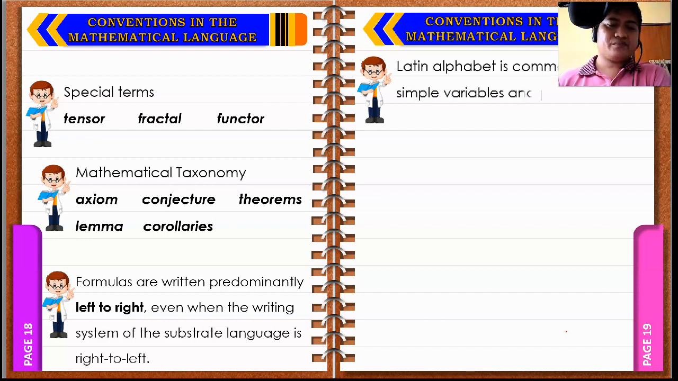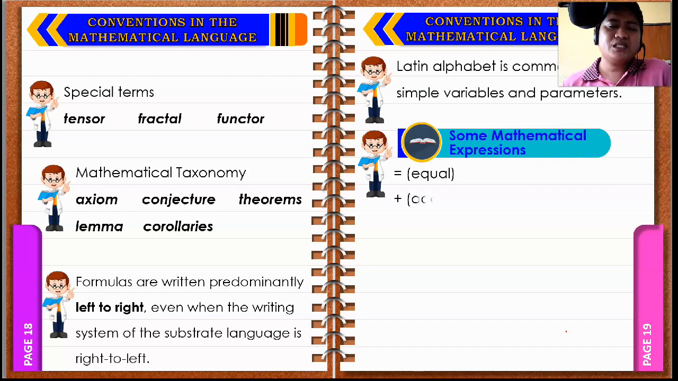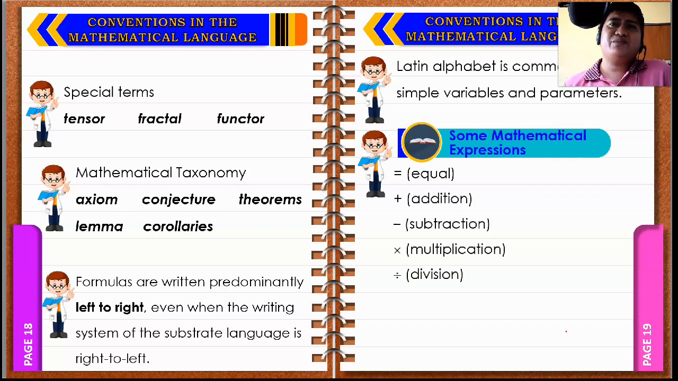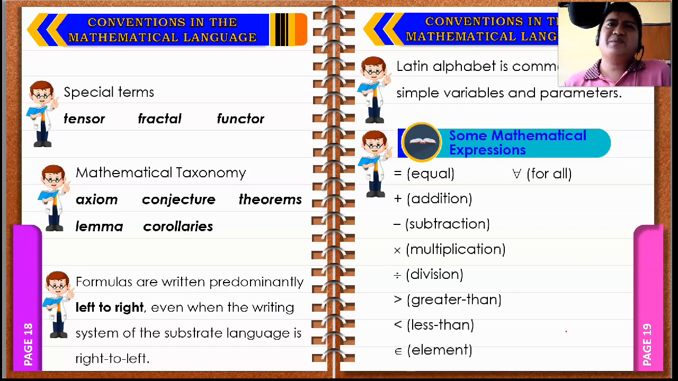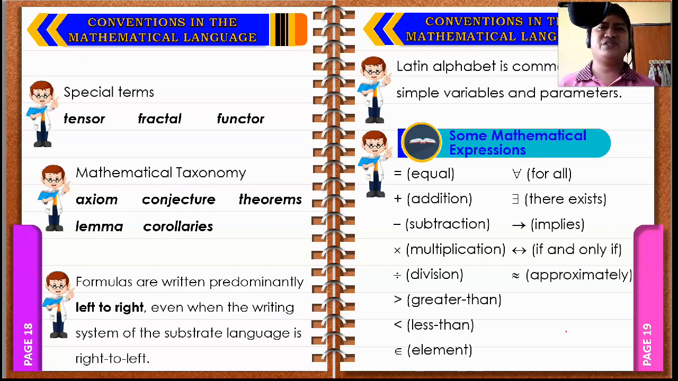So the Latin alphabet is commonly used for simple variables and parameters, while the Greek alphabet is usually used for some parameters in mathematical language. These are some of the mathematical expressions that you may encounter in the preceding topic. We have the equal sign, the addition, subtraction, multiplication, division, greater than, less than, element.